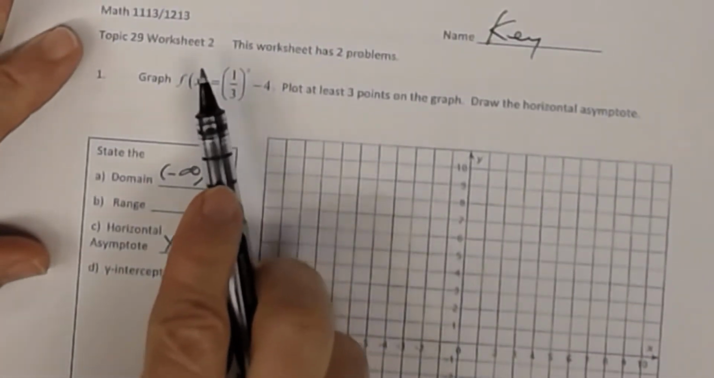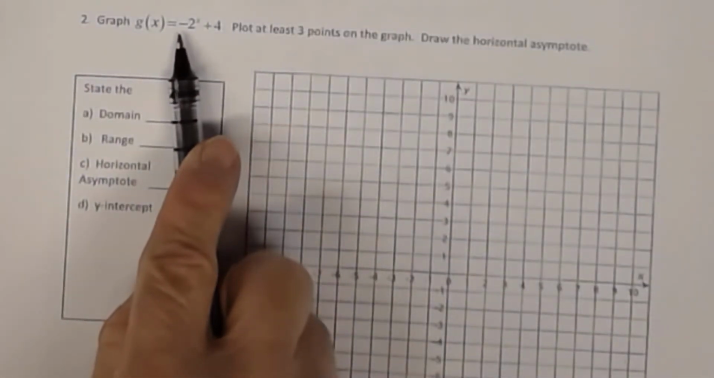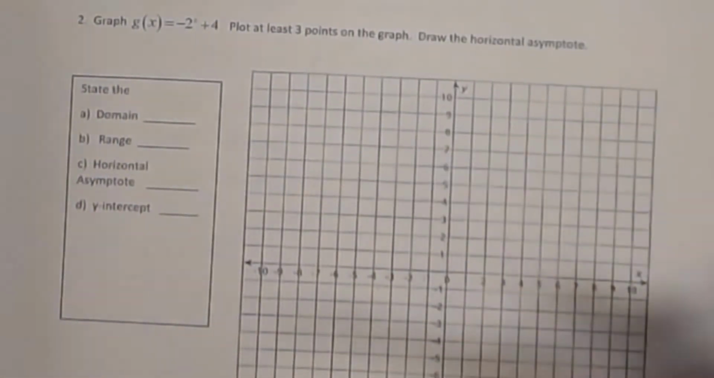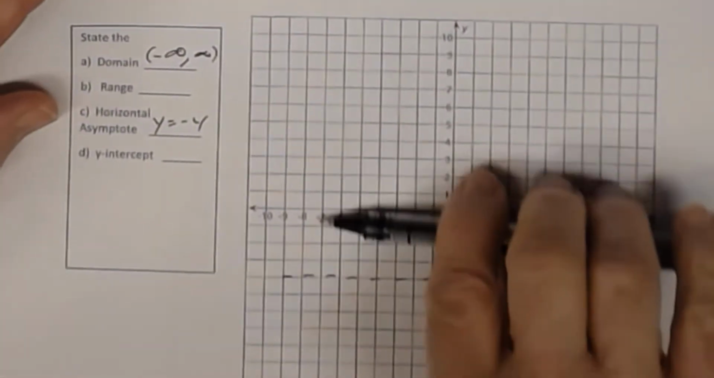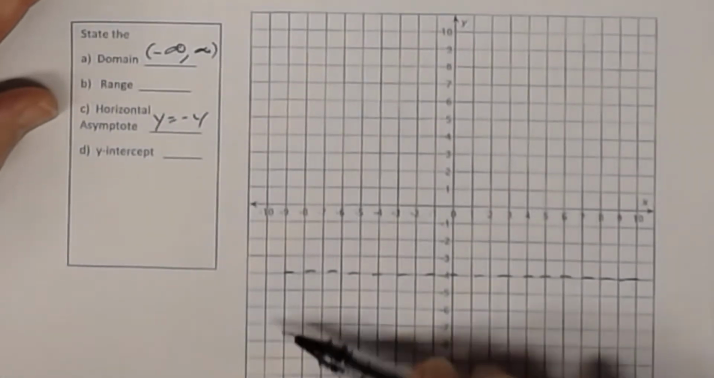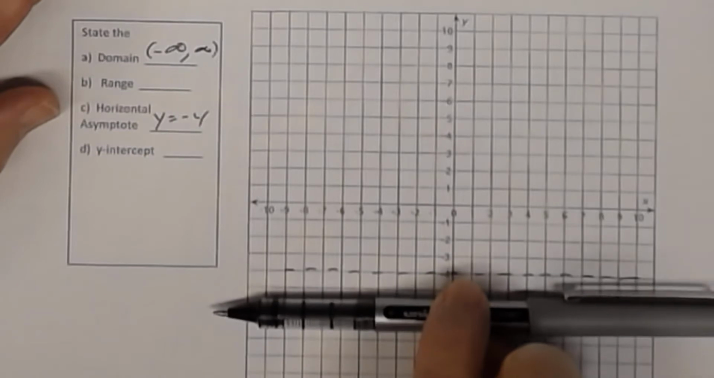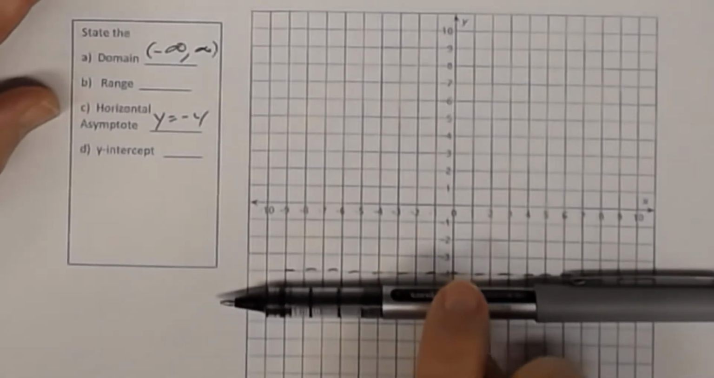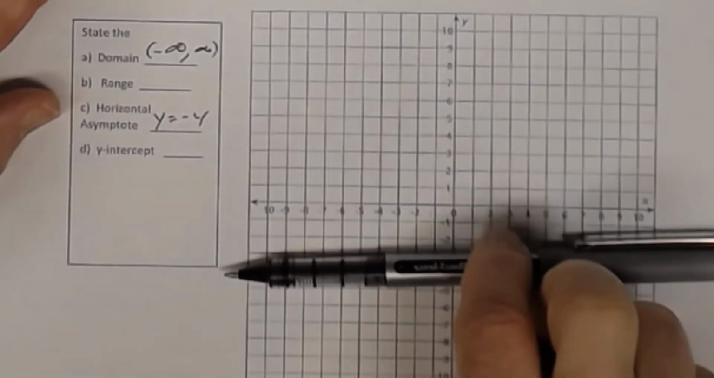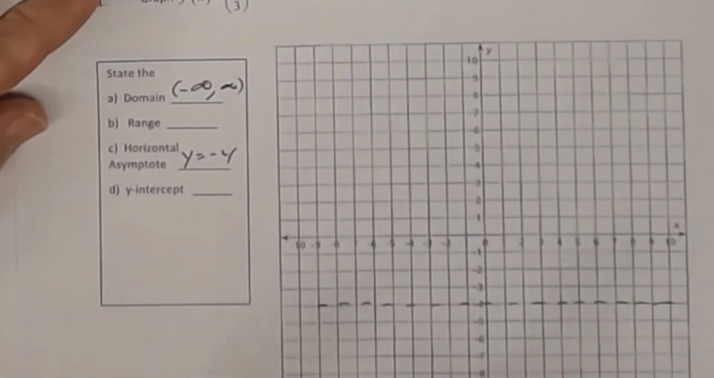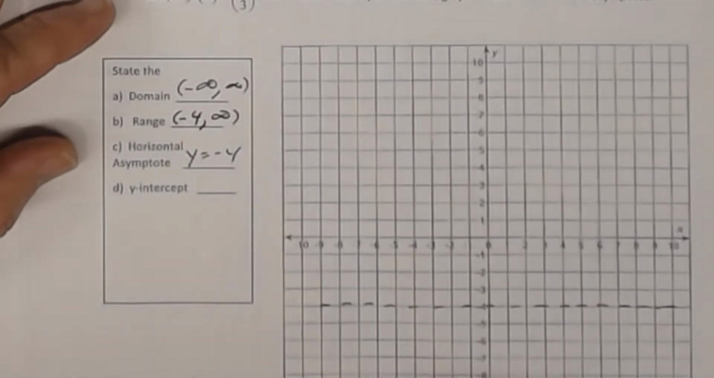Since there's no reflection, see here, there's a reflection. See that negative? So there's a reflection about the x-axis. Here, there's none. So the graph's going to be above the horizontal asymptote. Since the graph's above, you always start from the horizontal asymptote. Remember, the graph does not touch the horizontal asymptote. So it's going to be from -4 parentheses all the way to infinity. That's how you determine that.